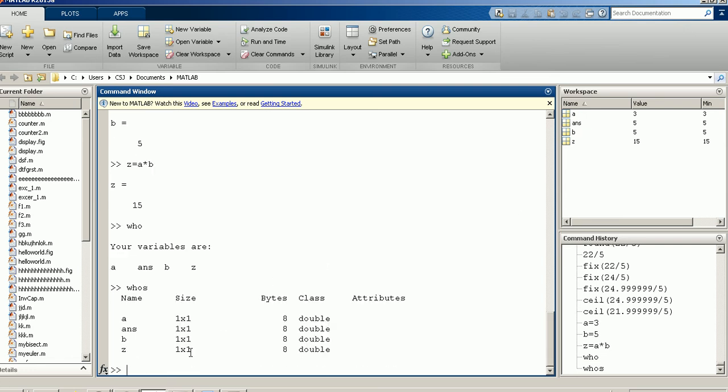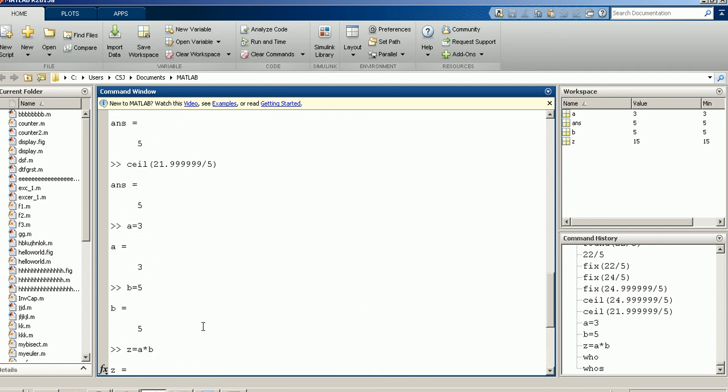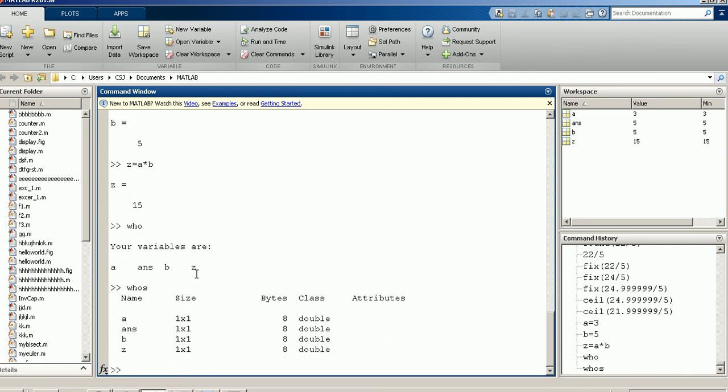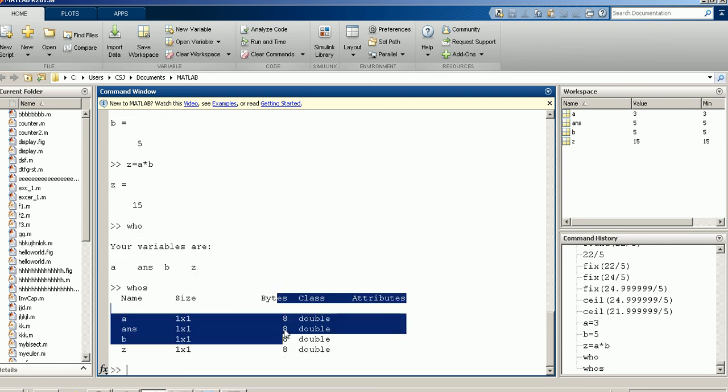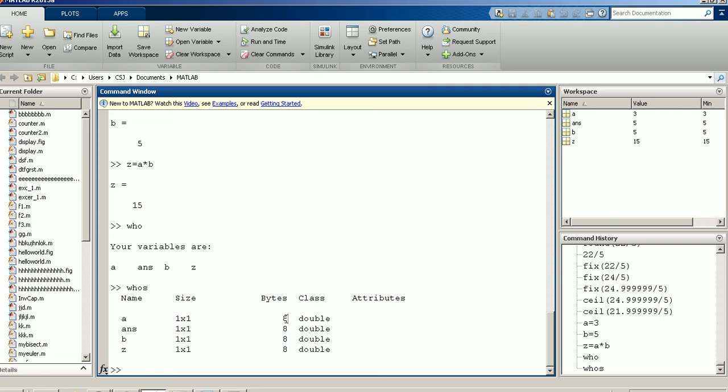You see, it shows that I have used a with a size of one number. Previously we had ans, which is one number, which is 5, and we have the size of this value. How many bytes does it take? One number is 8 bytes. Everyone is saved as a double. There is no attribution. So this shows you that these variables have already been used.